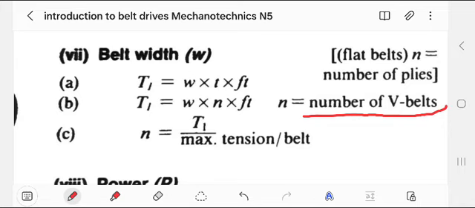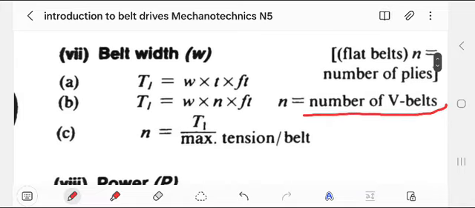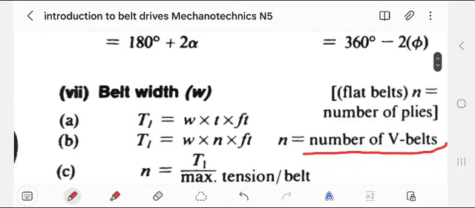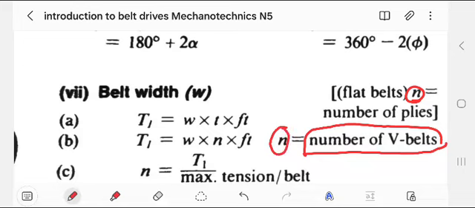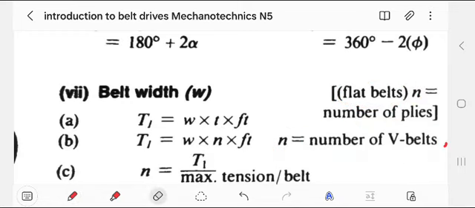It depends. N can be the number of plies, or the number of what? Of V belts. If you're dealing with V belts, N will be the number of V belts. But if you're dealing with a flat belt, it will be the number of plies. Remember, flat belts have no number of V belts, but have the number of plies. Also, V belts don't have the number of plies, they have V belts. So the number of belts, you understand?